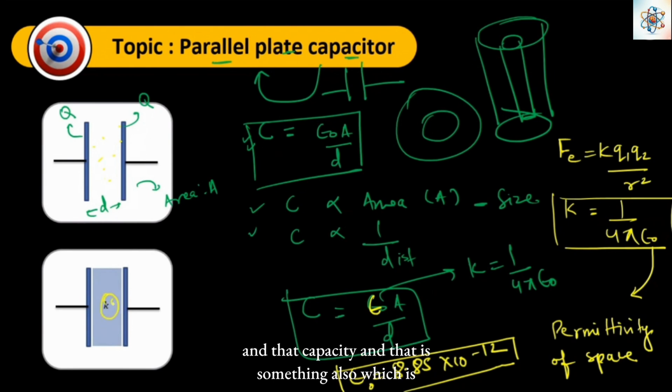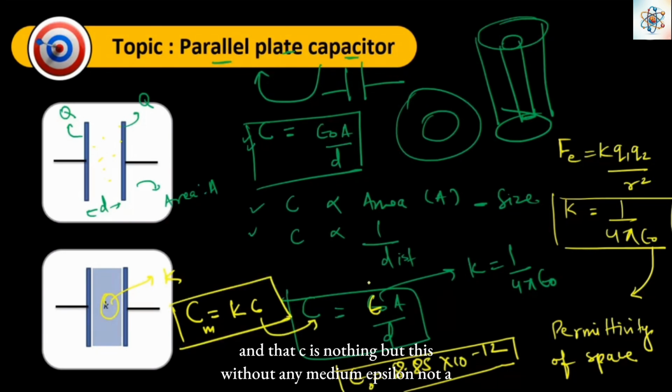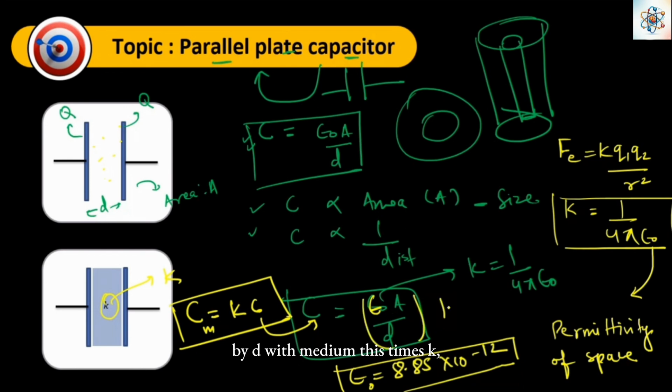And that is something also which is represented by K. If it is filled with dielectric, we can assume that the capacitance must be increased by K times. And that C is nothing but this without any medium, epsilon naught A by D, with medium this times K, that is dielectric constant.